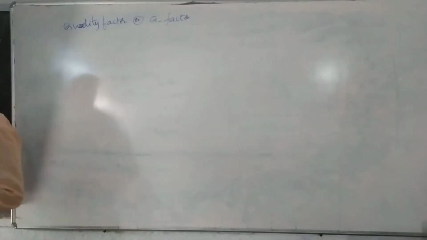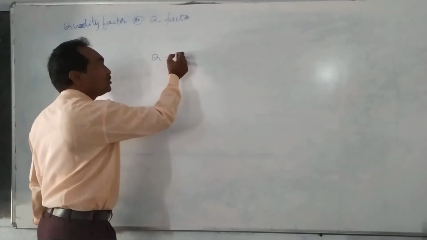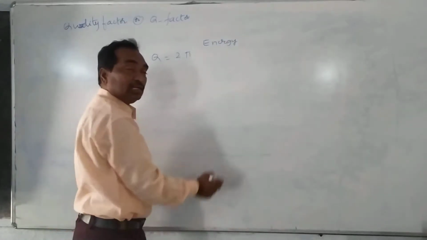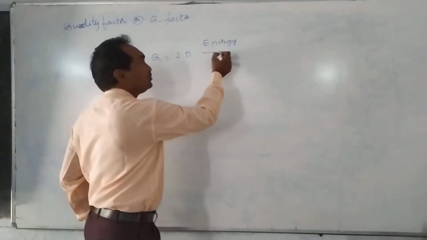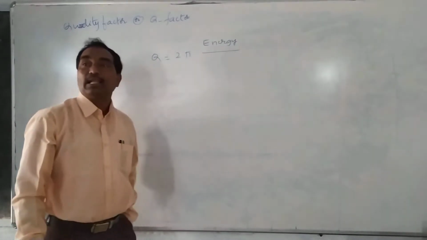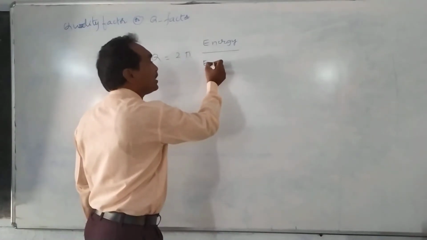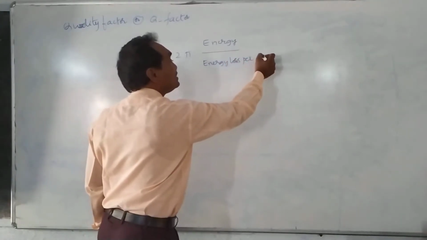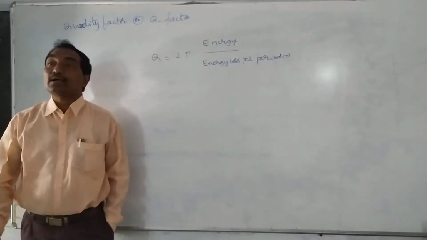So the Q factor or quality factor can be defined as Q is equal to 2 pi times the energy stored in the magnetic field, or maybe in the electric field, to the power loss or energy loss per period. Per period is nothing but the time period, that is capital T. So this is called the quality factor.